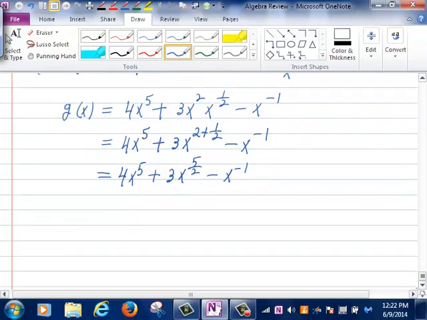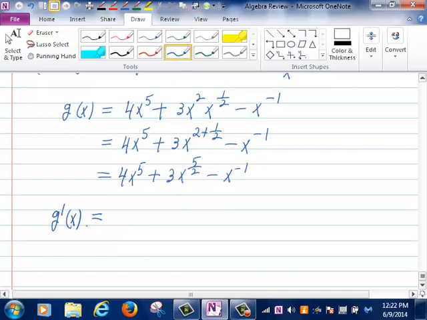You guys are okay? Alright, 4x to the 5. I don't have to simplify anymore. So what is g prime of x then? Well, I'm going to be applying all the rules that I have learned, right? I can take the derivative of each term separately, one term at a time.